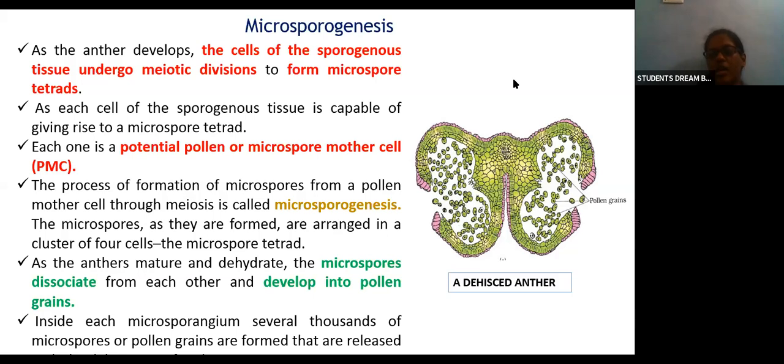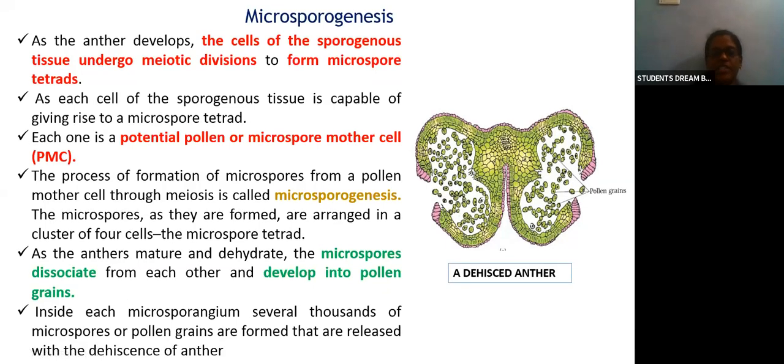This is the diagram of a dehisced anther. Inside each microsporangium, several thousands of microspores or pollen grains will be formed, which will be released from the dehisced anther. So this is the microsporogenesis process.